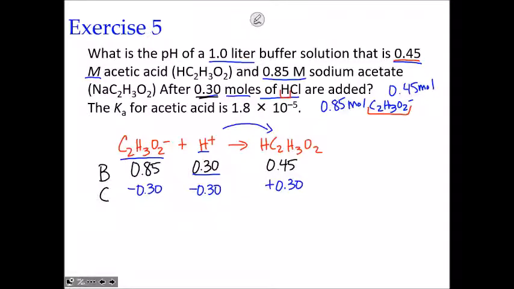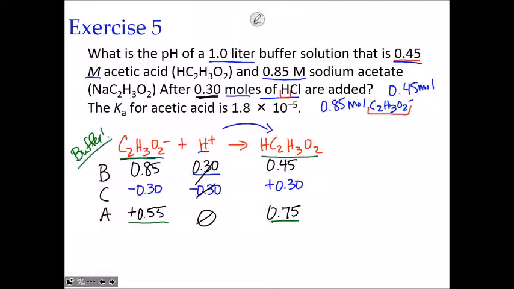And now we continue on with our after. This cancels to 0. This is going to be 0.55, and this is going to be 0.75. Oops, plus. This is not a negative, it's a plus. So now, resulting at the end here, we have both of them still in solution, the acetate and the acetic acid. So this is a buffer solution.